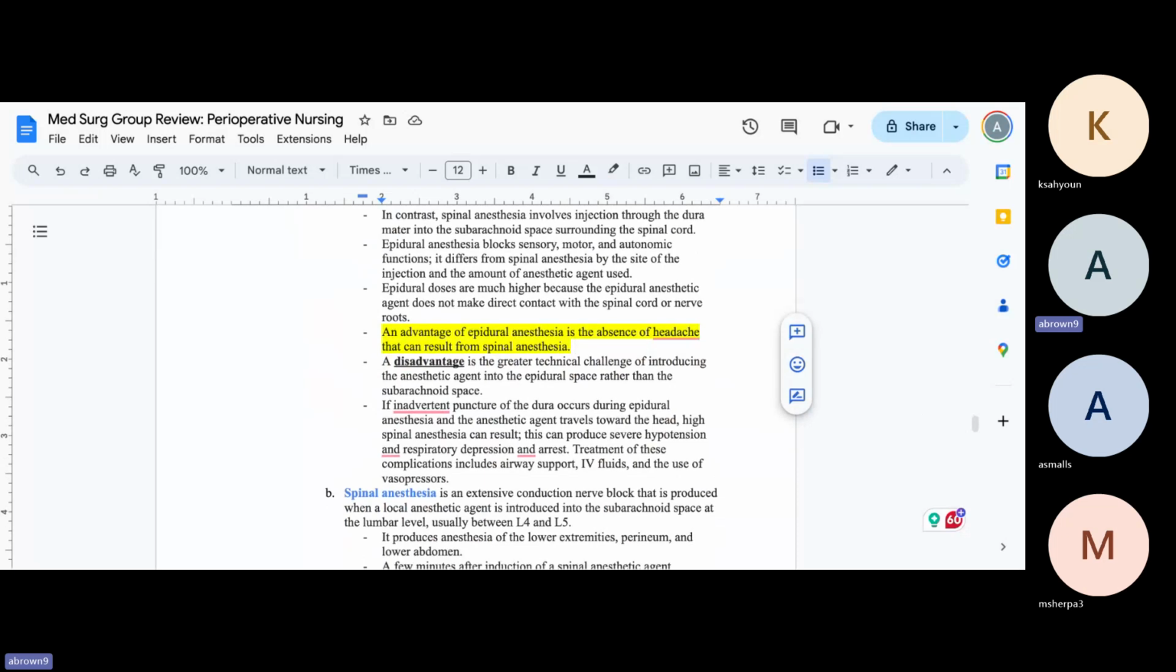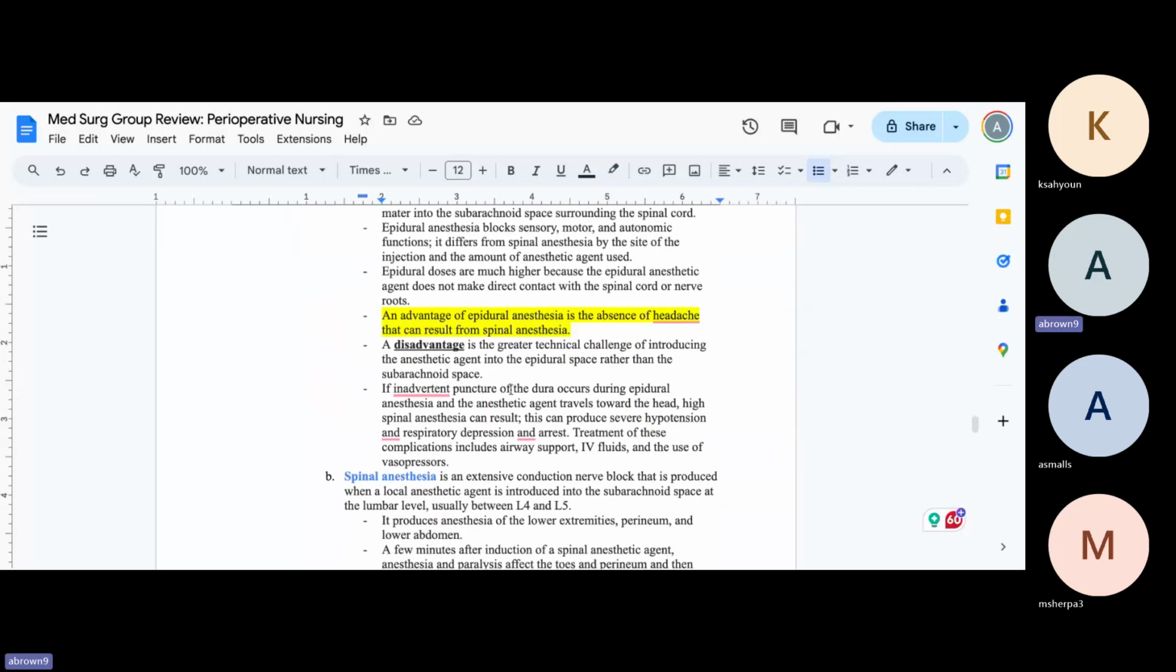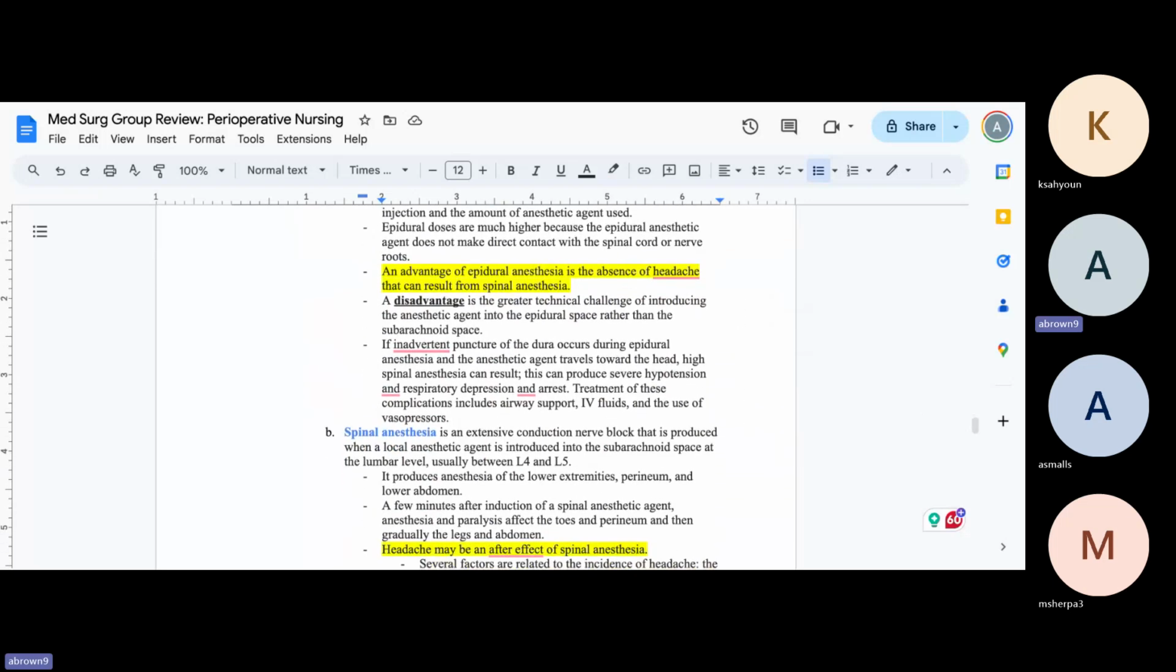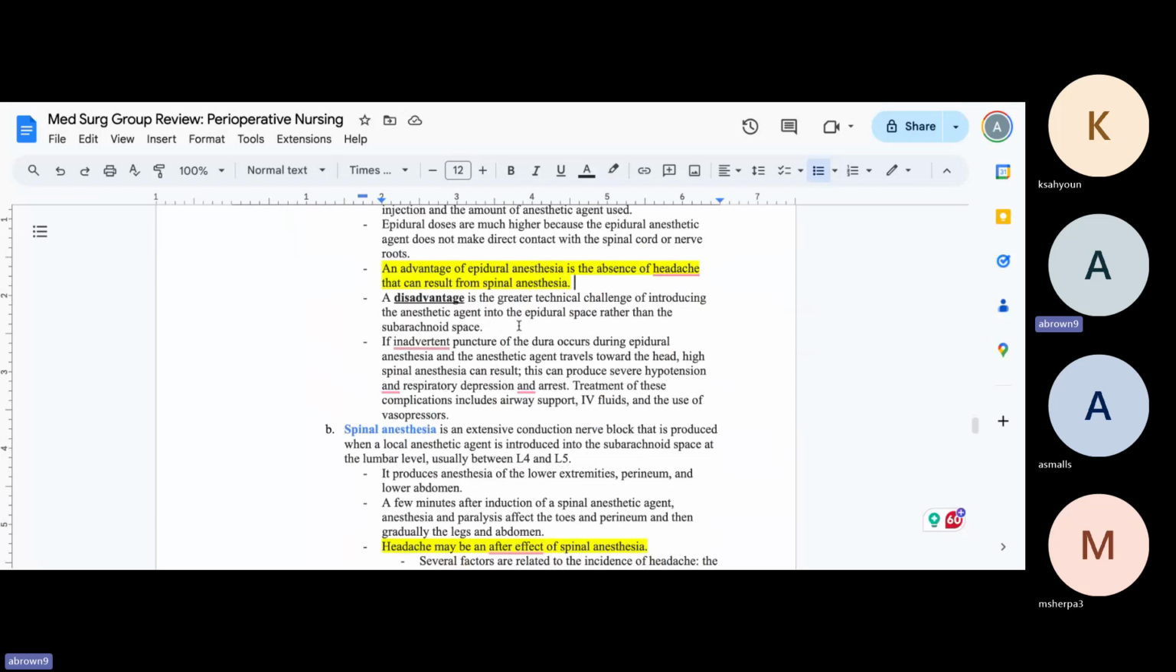An advantage of epidural anesthesia is the absence of a headache that can result from spinal anesthesia. So that's a little difference between epidural anesthesia versus spinal anesthesia. A disadvantage is the greater technical challenge of introducing the anesthetic agent into the epidural space rather than the subarachnoid space. It's just more difficult for the person doing the epidural to get it there.